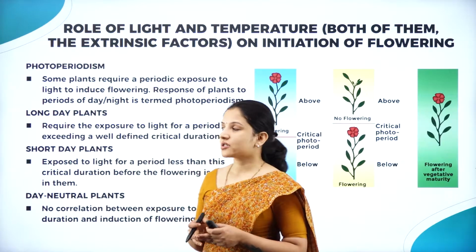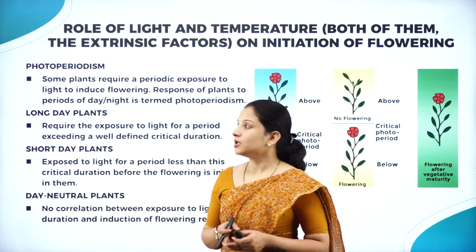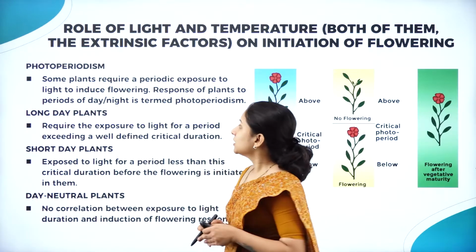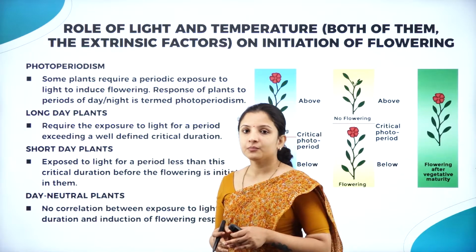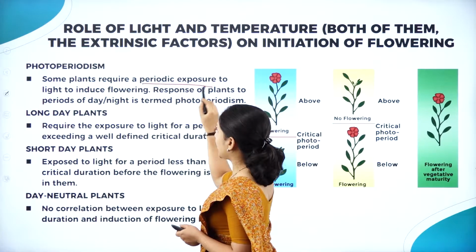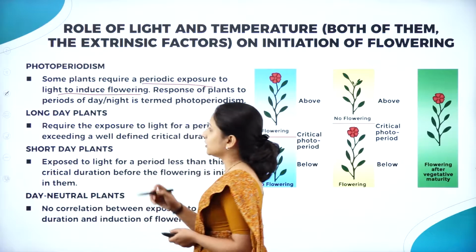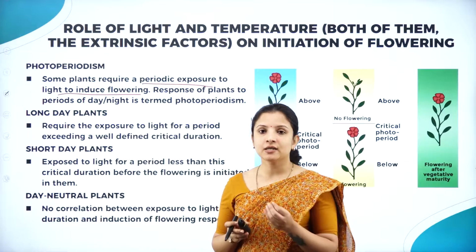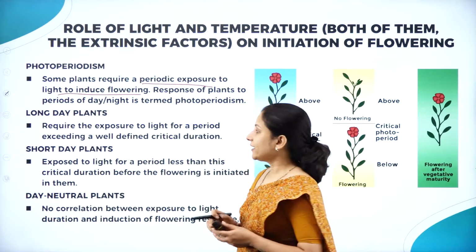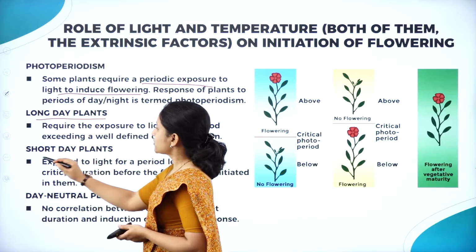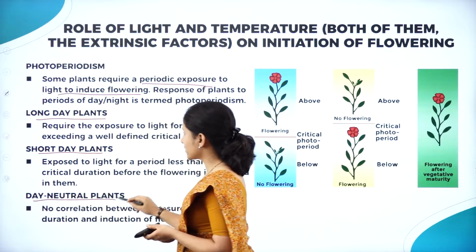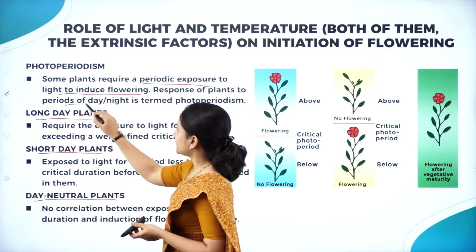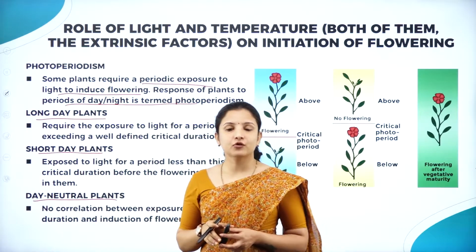Among them, we shall first study photoperiodism. Photoperiodism has to do with light. Some plants require a periodic exposure to light in order to induce flowering. Based on the time for which it is exposed to light, the flowering plants can be divided into long day plants, short day plants and day neutral plants. The response of the plant to different periods of day and night light is termed photoperiodism.